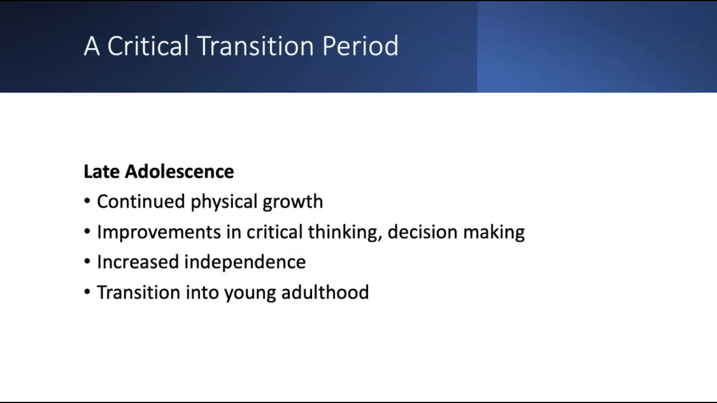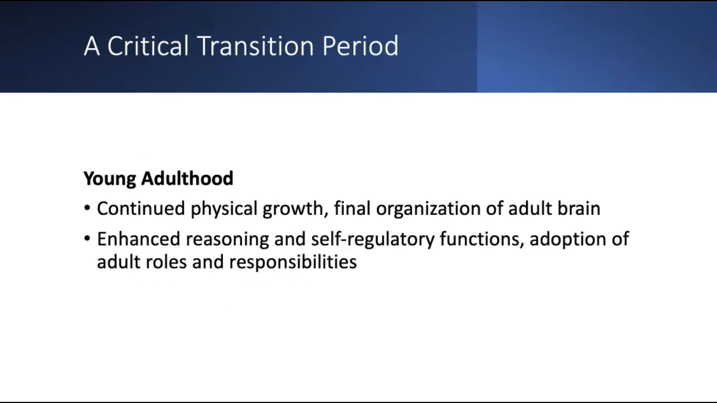In late adolescence, you have continued physical growth, more improvements in critical thinking and decision making, you become more independent, and you start to transition into young adulthood. In young adulthood, you have the final organization of your brain, enhanced reasoning and self-regulatory functions, and you start to develop adult roles and responsibilities. So you can see how that critical transition period is very important.